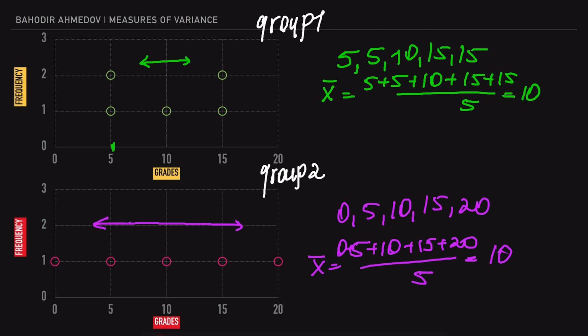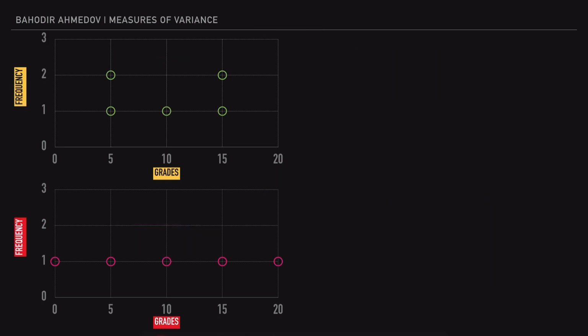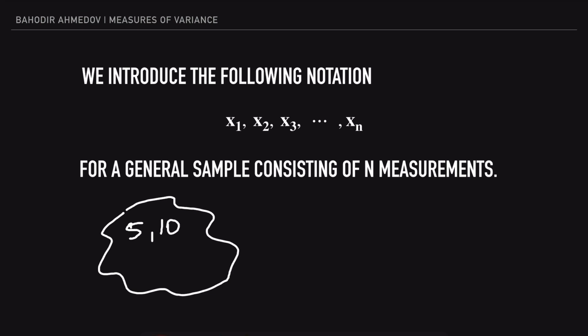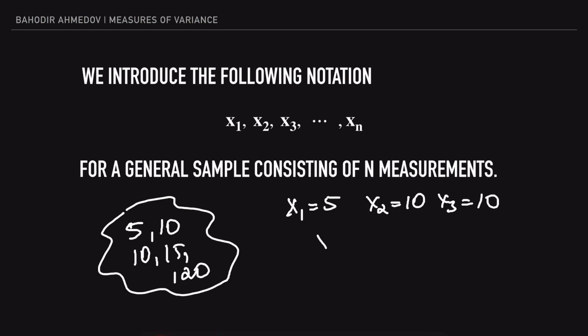For the range, the first measurement of the variation, before we do this, let's introduce the notation of a sample point. We are going to denote x1, x2, x3, and so on, xn for a sample of n points. If you've got a sample with 5 grades like 5, 10, 10, 15, and 20, we are going to denote x1 equal to 5, x2 equal to 10, x3 equal to 10, x4 equal to 15, and x5 equal to 20.